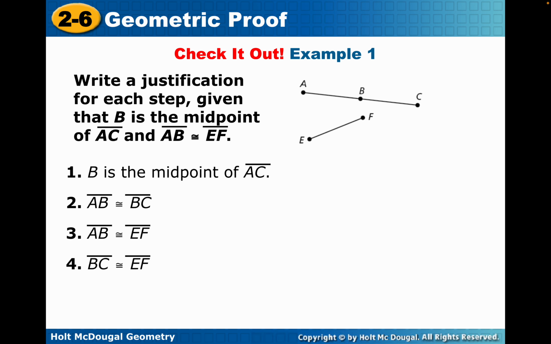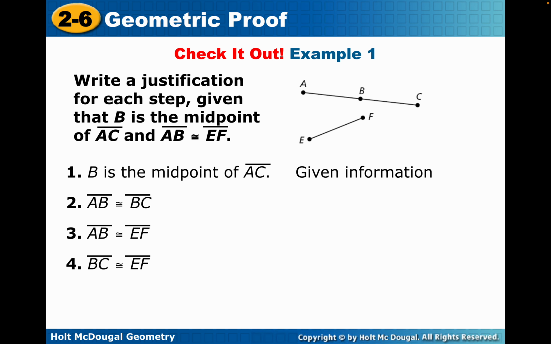Let's go ahead and look at this. My first statement says B is the midpoint of AC. How do I know that? It's given, perfect. So what's my reason? Given. You don't have to write given information, you can just put given.